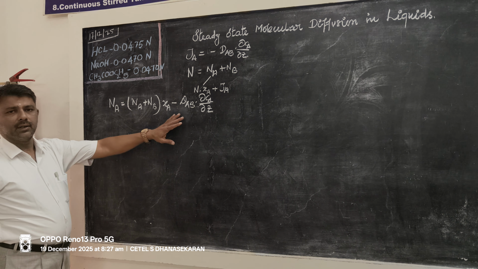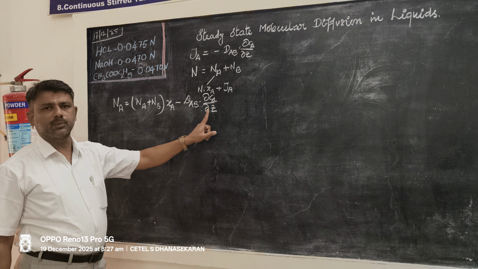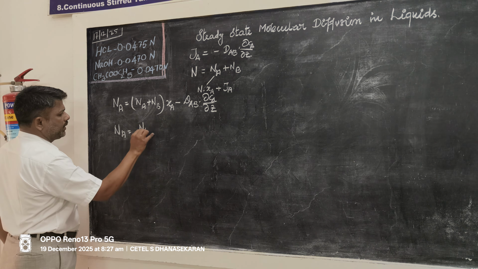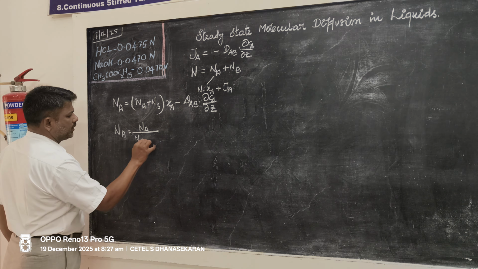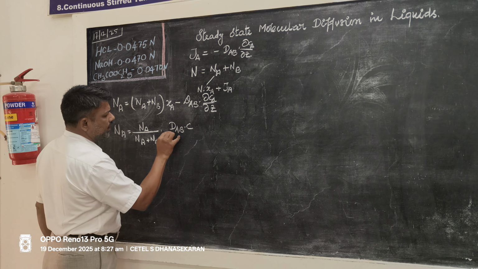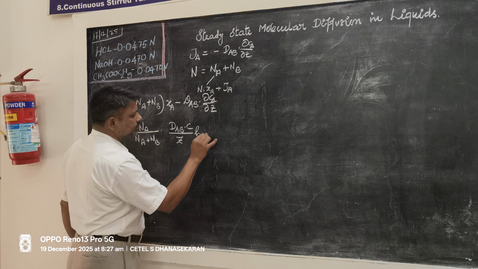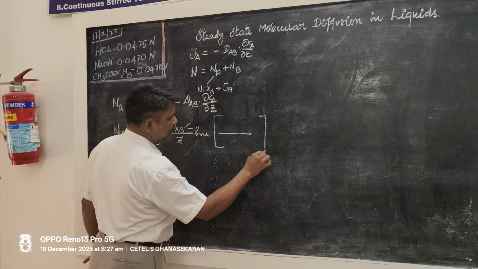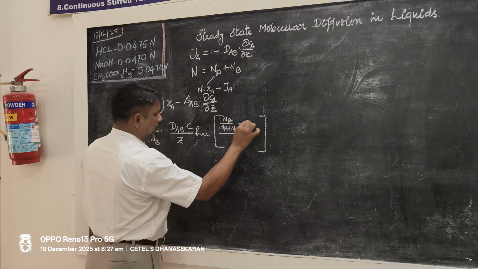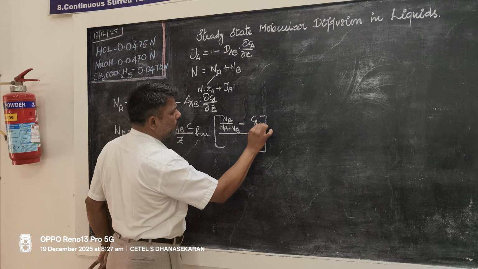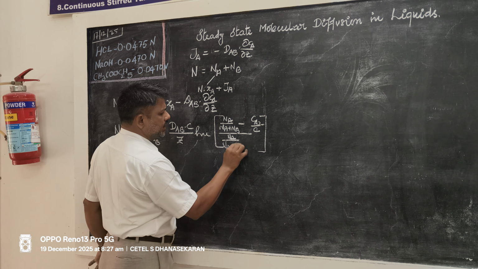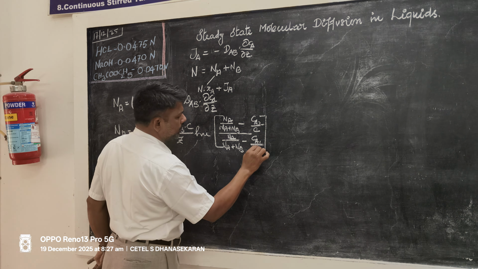Thereafter, we integrate to find the changes in concentration with respect to distance, and we arrive at the equation like this. NA is equal to NA divided by (NA plus NB) into DAB into C divided by Z into ln of [NA divided by (NA plus NB) minus CA2 divided by C] divided by [NA divided by (NA plus NB) minus CA1 divided by C].